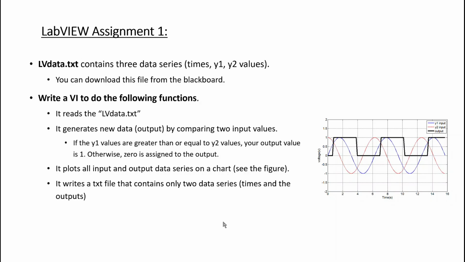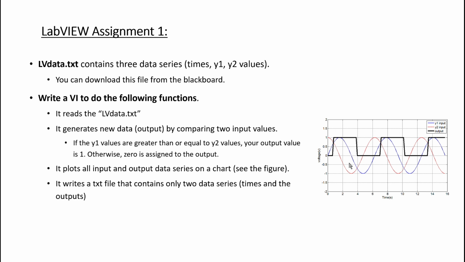the assignment. In this assignment, we make a VI that reads one TXT file, which is the LV data TXT file. If you open the LV TXT file, it has 3 columns: time, and Y1, Y2 values. And these Y1, Y2 values are sine and cosine functions. After that, we make a plot for Y1, Y2 versus time. So in this example, you see the blue and red color of signals over time.